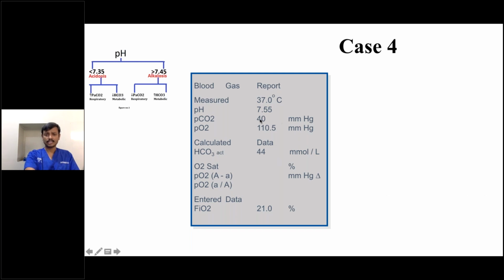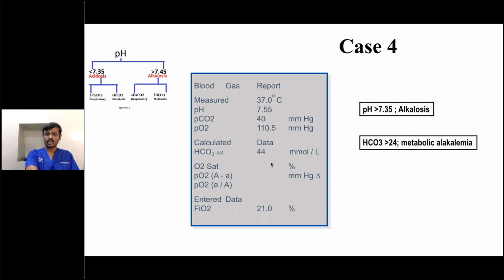Here pH shows alkalosis, and PCO2 appears to be normal. It is not correlated with the high pH. Then come to the bicarbonate. Bicarbonate is more. When the bicarbonate is more and the pH is showing alkalosis, then it is a metabolic alkalosis. So pH is high, alkalosis, bicarbonate is more than 24, metabolic alkalosis or alkalemia. So the disorder is primary metabolic alkalosis. This is how the disorders are identified very easily. So look at the pH and whether pH is correlated with the CO2 or bicarbonate. That's all you have to see.